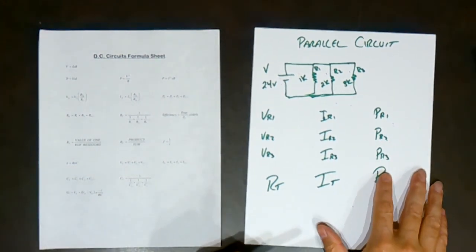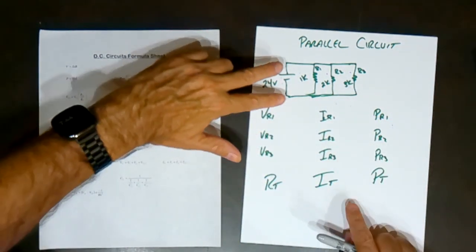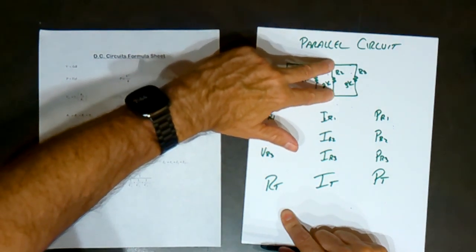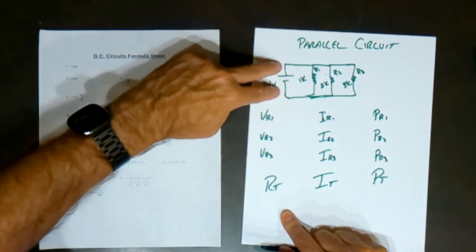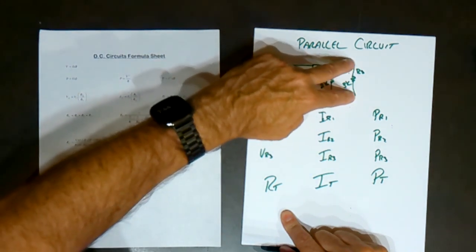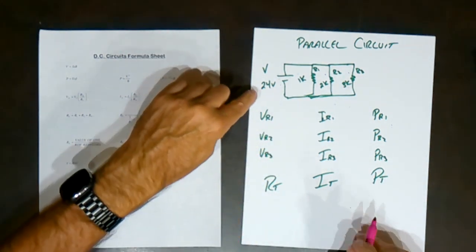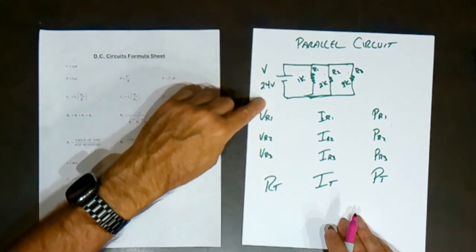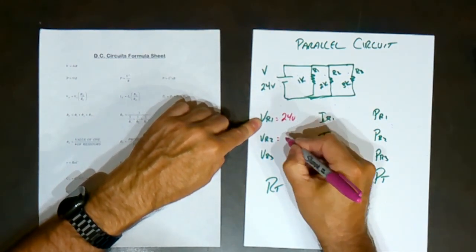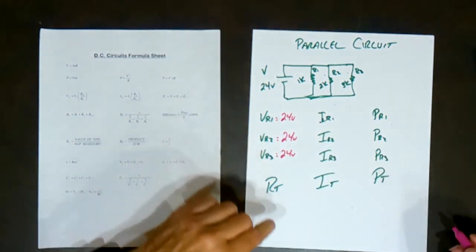So first thing is we have to verify that this indeed is a parallel circuit. So the voltage here is across this resistor, is across this one, and is across this one. So they all share the same power supply. They all go directly across the power supply. So therefore, all of the voltages are the same. So if the power supply is 24 volts, the voltage across R1 is 24 volts. Voltage across R2, 24 and 24.